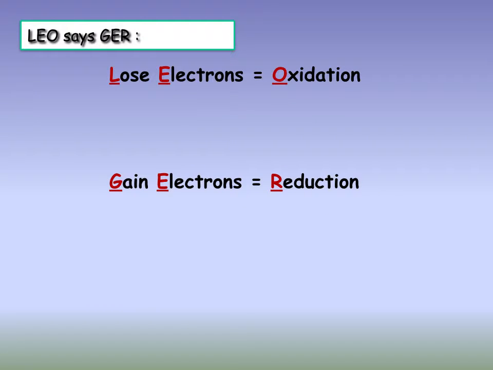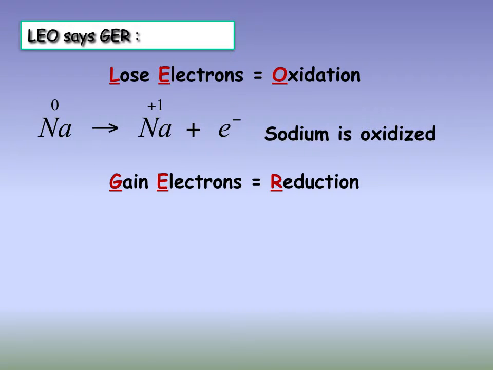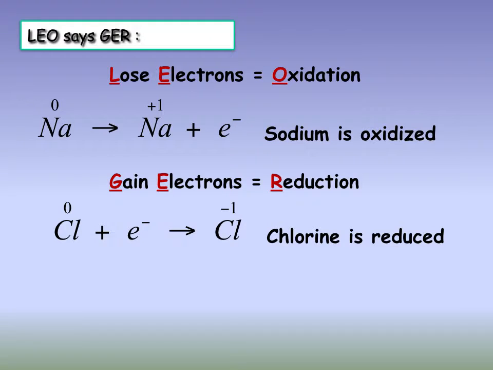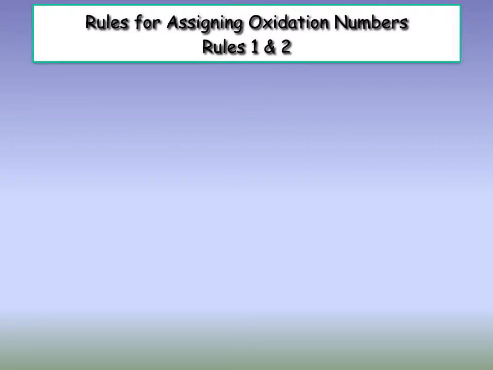All right, so again, I said Leo the lion goes grr, loses electrons means it's oxidized. In that example before, sodium goes from a 0 to +1, meaning it's lost an electron, so it's oxidized. Gains electrons, reduced. Chlorine goes from an oxidation state of 0 to -1, so it's gained an electron and is reduced. There are some rules for assigning oxidation numbers.